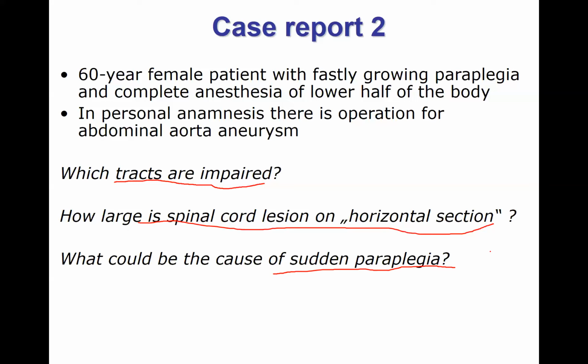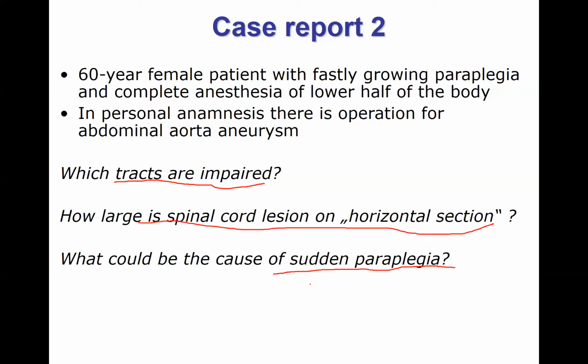Complete anesthesia, that means fine touch, crude touch. These are both tracts, the spino-bulbo-thalamocortical in the posterior fascicles and spinothalamic in the anterior and lateral. So the answer is it's full on horizontal section because you have loss of motor function, loss of sensory function.